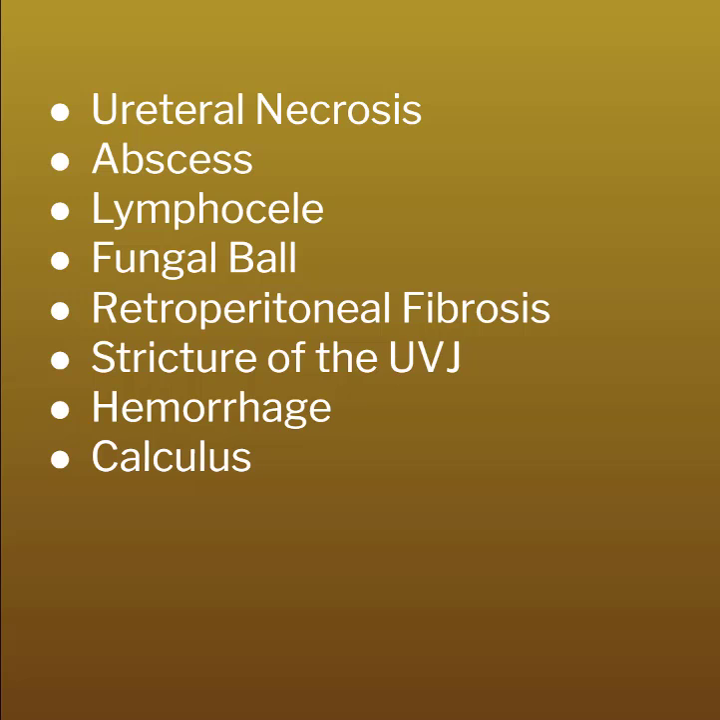Retroperitoneal fibrosis is basically scar tissue within the retroperitoneum. You can have stricture of the UVJ, or the ureterovesical junction, which is where the ureter connects to the bladder. We can have hemorrhage that can cause blockage. And lastly, a calculus, which is a stone and the most common cause for blockages of the urinary tract.